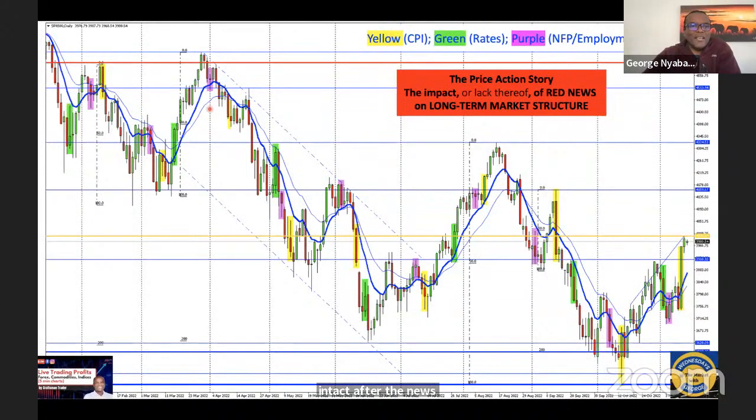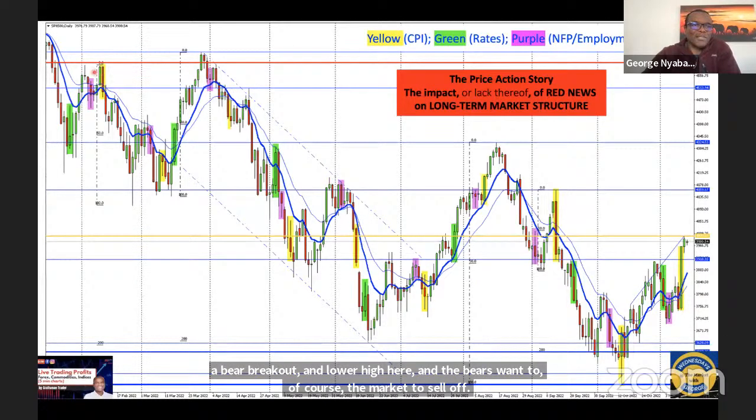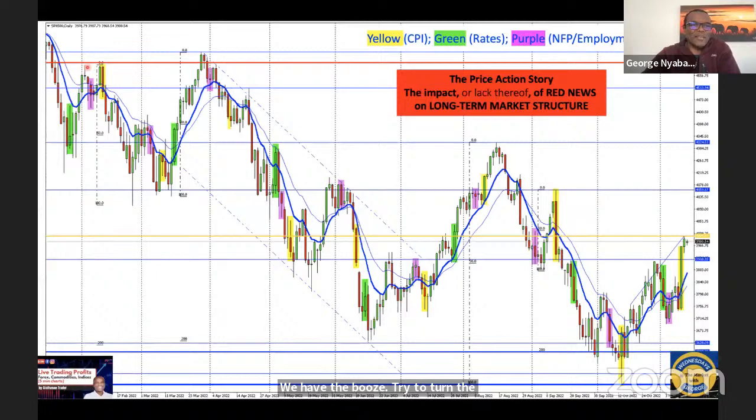Have a look at CPI, yellow. So these are the yellow candles. Here with a bear breakout and lower high here. And the bears want, of course, the market to sell off. We have the bulls trying to turn the market, testing that lower high.